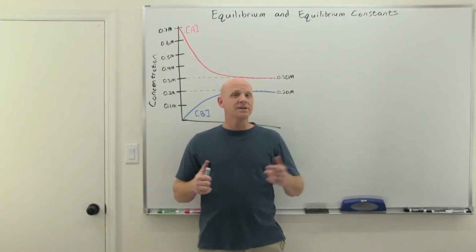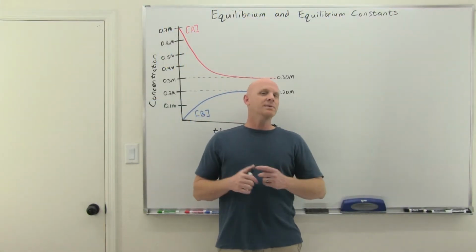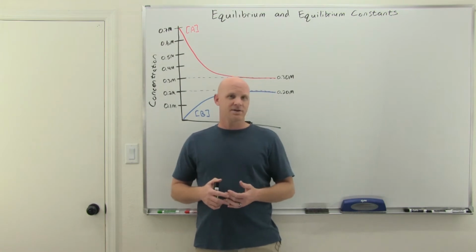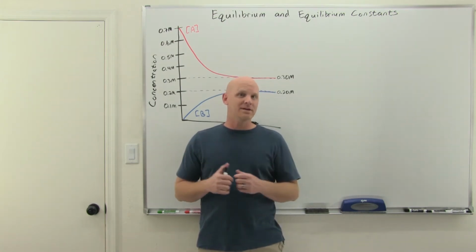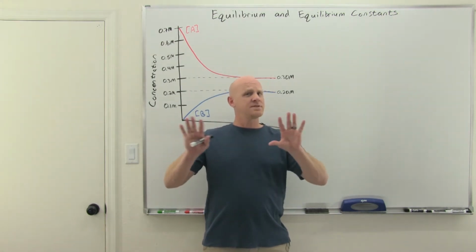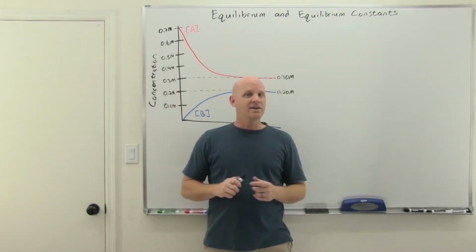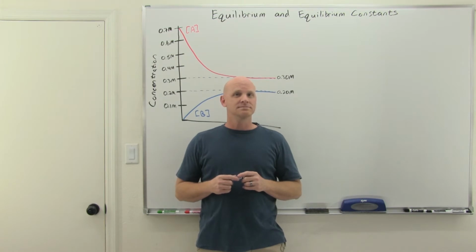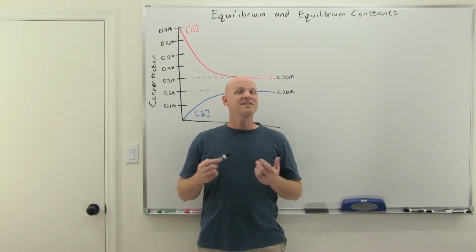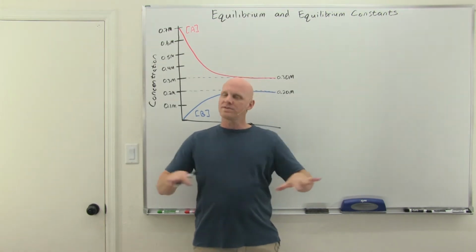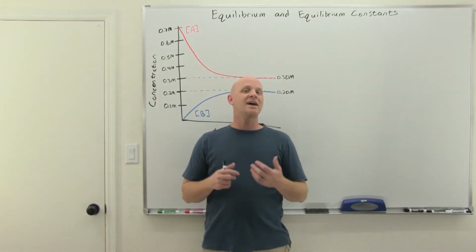All right, so equilibrium. When we talk about equilibrium in a chemistry context, we're talking about what's known as a dynamic equilibrium. There are really two types of equilibrium: static equilibrium and dynamic equilibrium. A static equilibrium looks like this, as in nothing's happening. That's not what we're talking about in chemistry, though. In chemistry, we talk about a dynamic equilibrium.